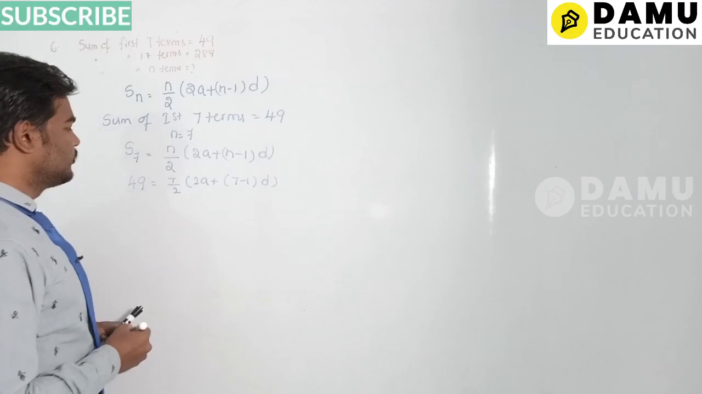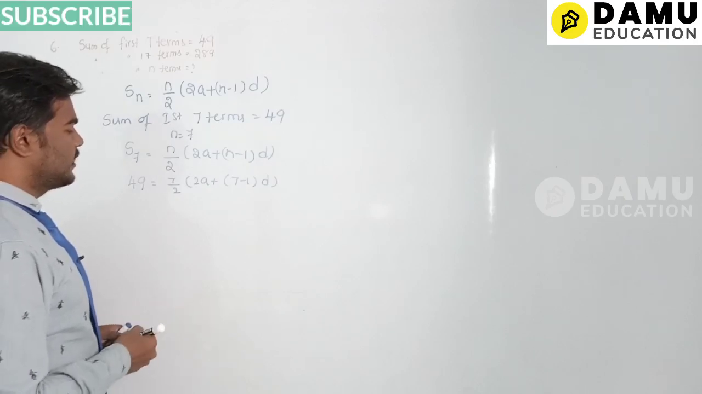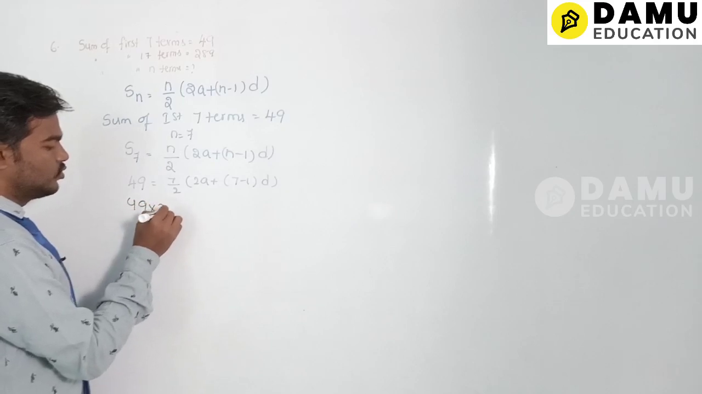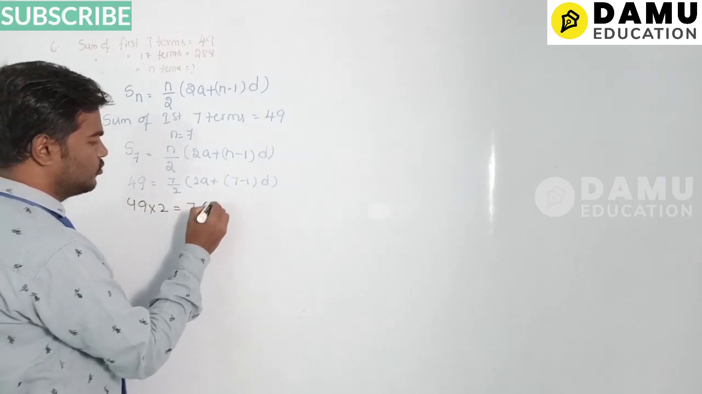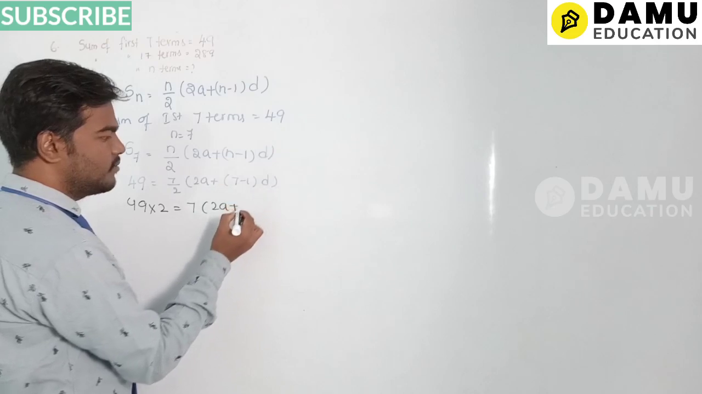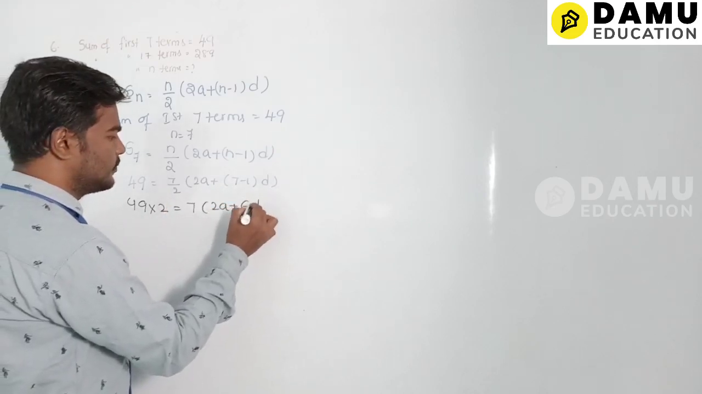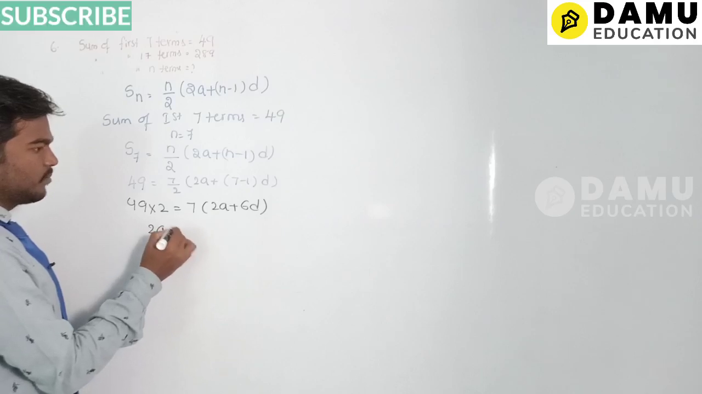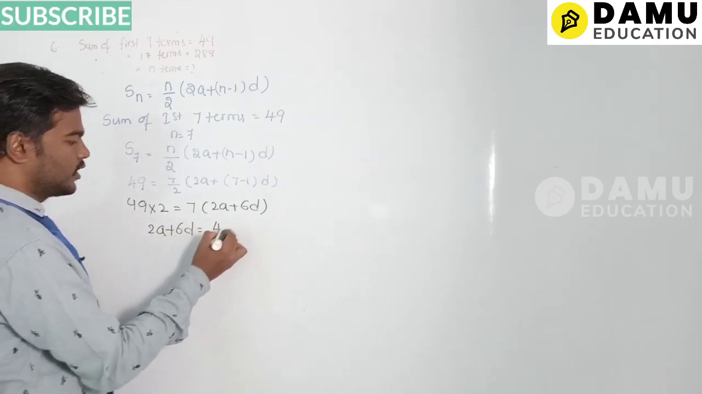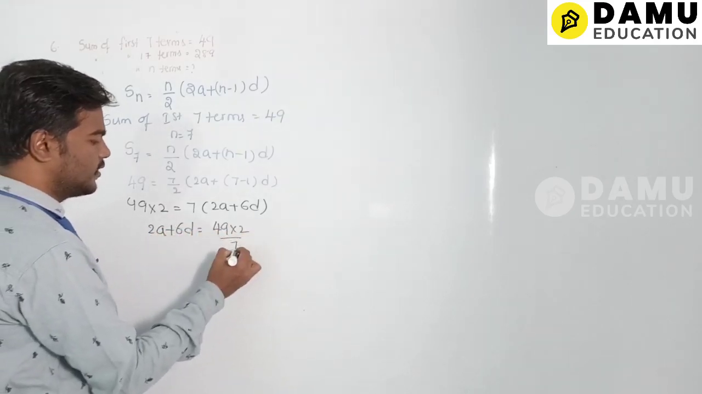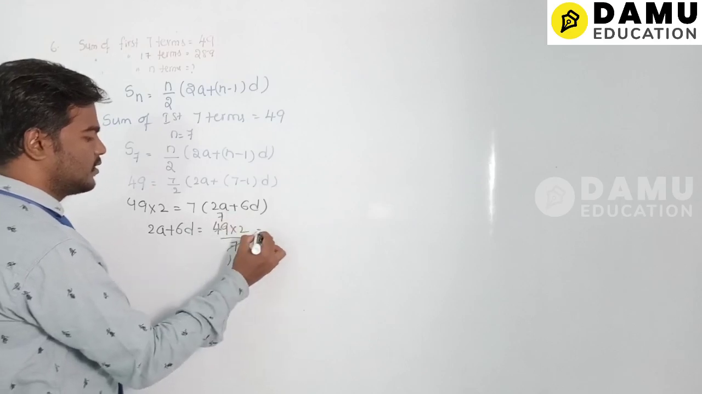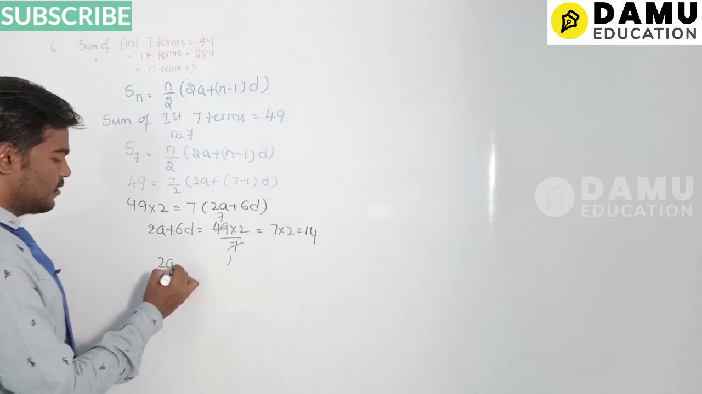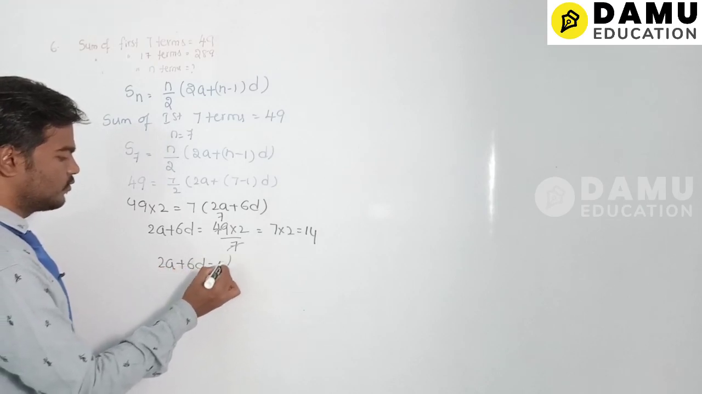Then let's multiply this. So 49 into 2 will be equal to 7 into (2a plus 6d), since 7 minus 1 becomes 6d. Then 2a plus 6d will be equal to 49 into 2 by 7. 7 ones are 7, 7 sevens are 49, so that is 7 into 2, which becomes 14. So 2a plus 6d will be equal to 14.